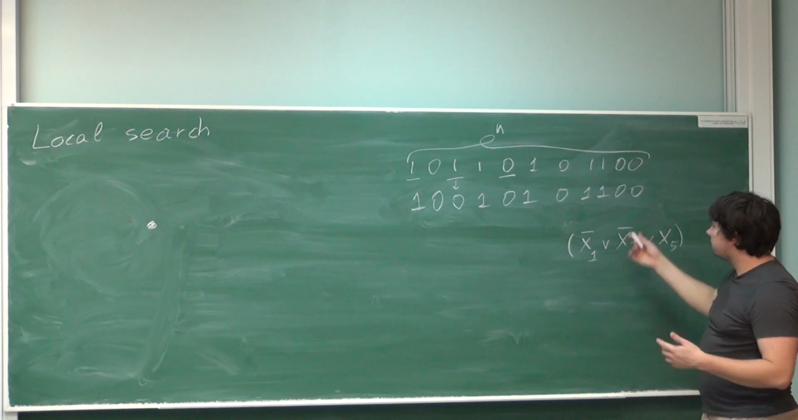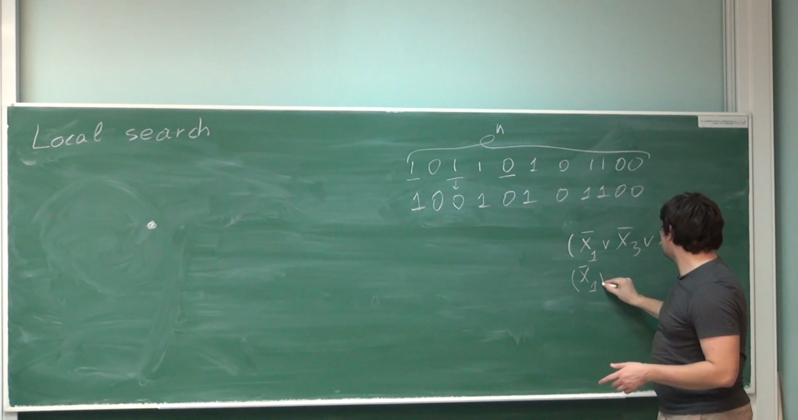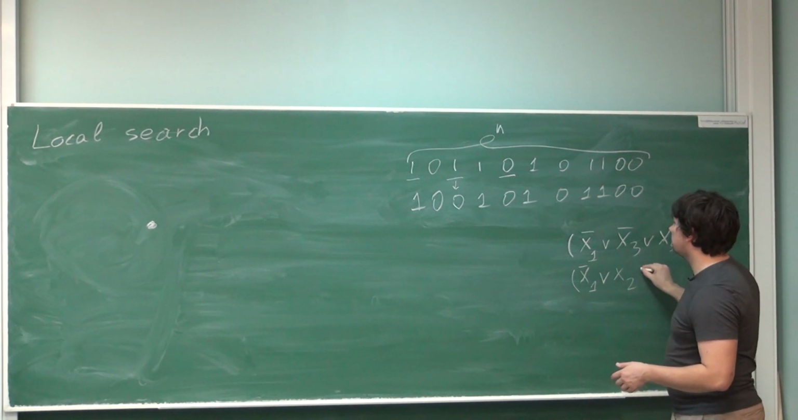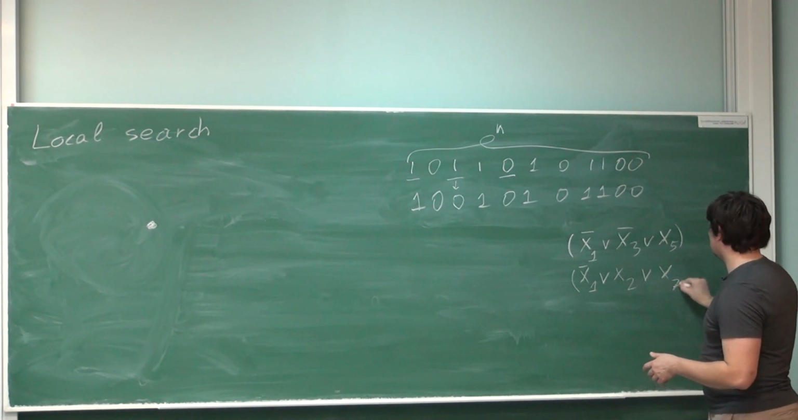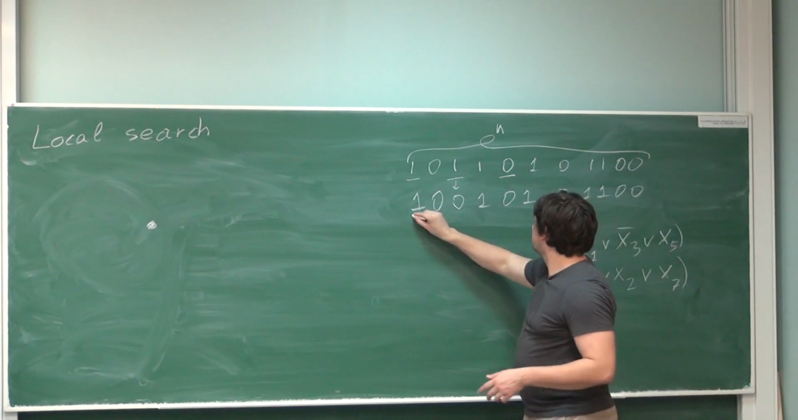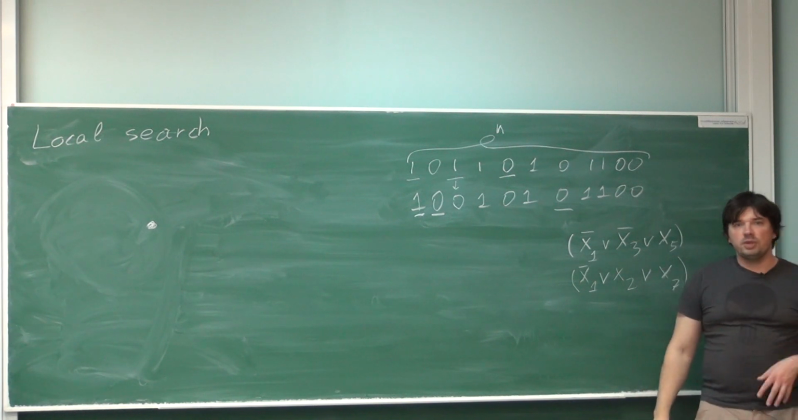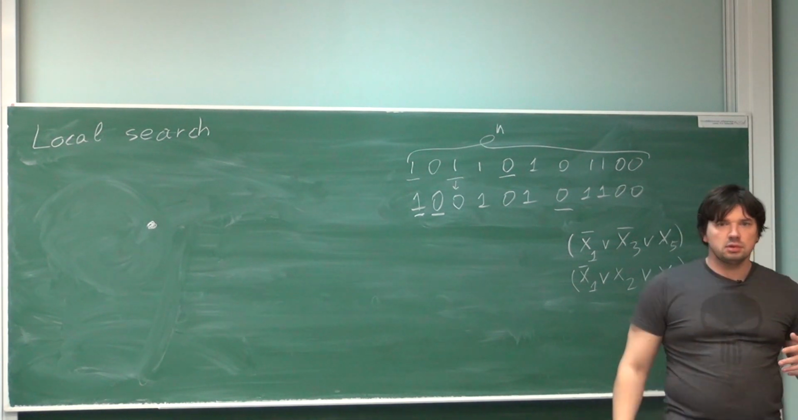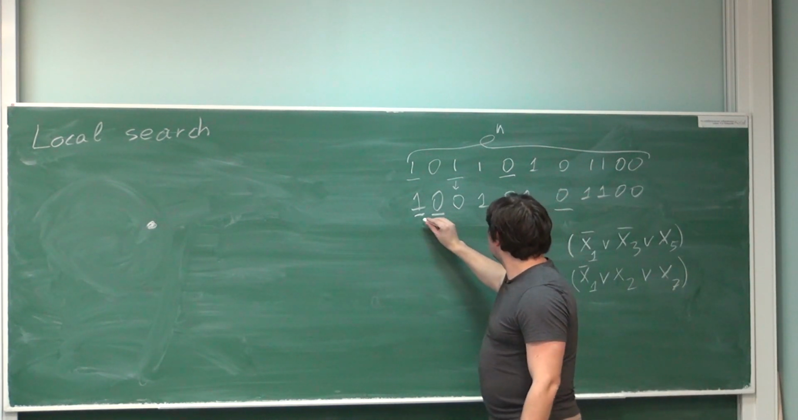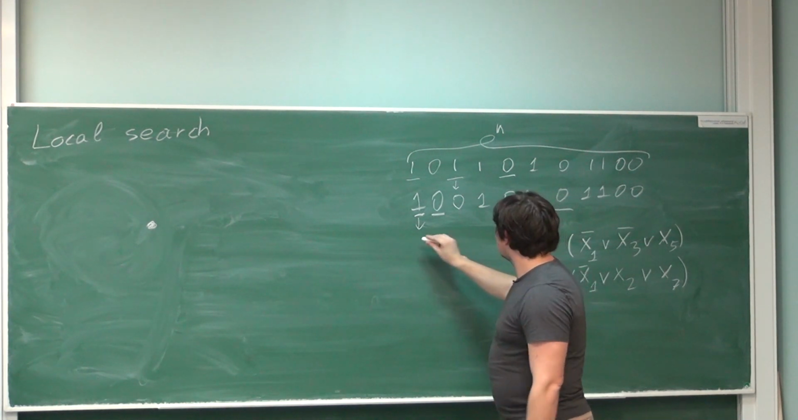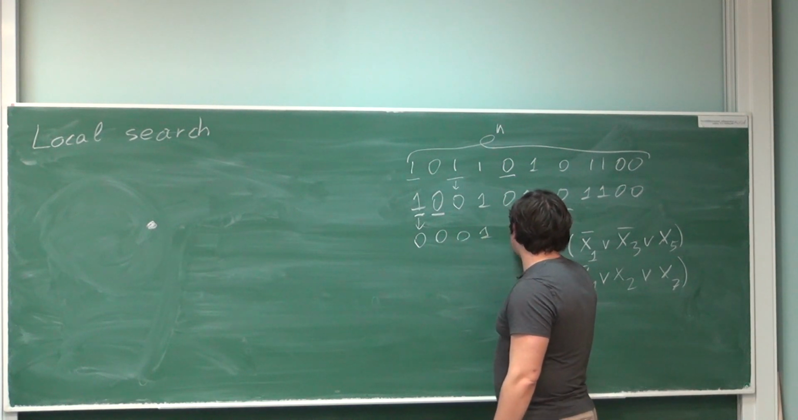But now we can have some other clause that is not correct. For example, we can have x1 negated or x2 or x7. So this, or this. And again, I can pick one of those three at random and flip it. So let's say we flip this one. It becomes 0, 0, 0, 1, and so on.